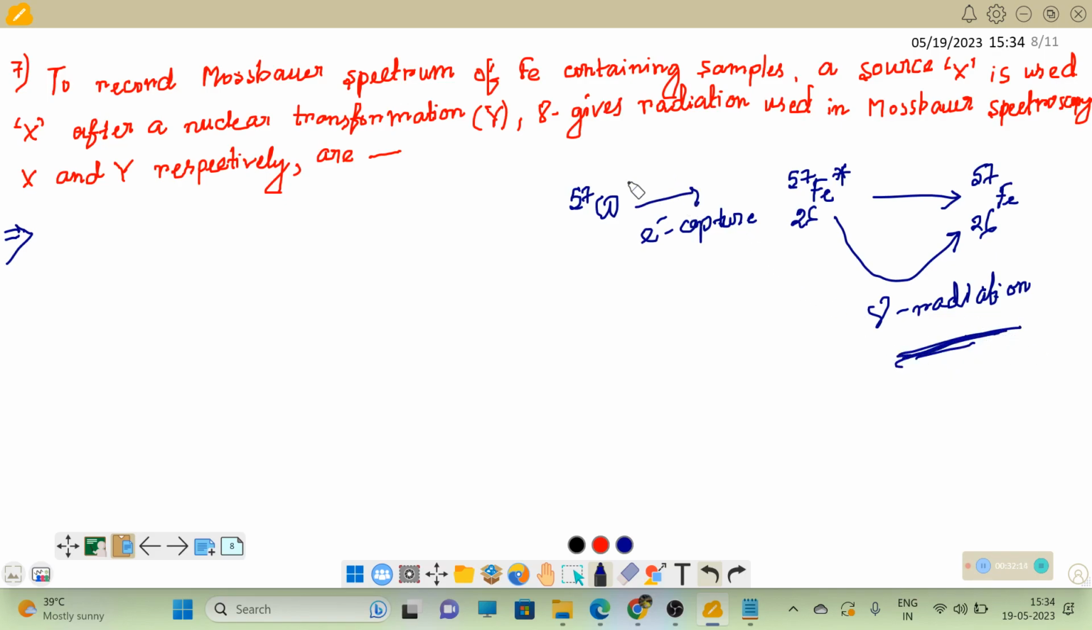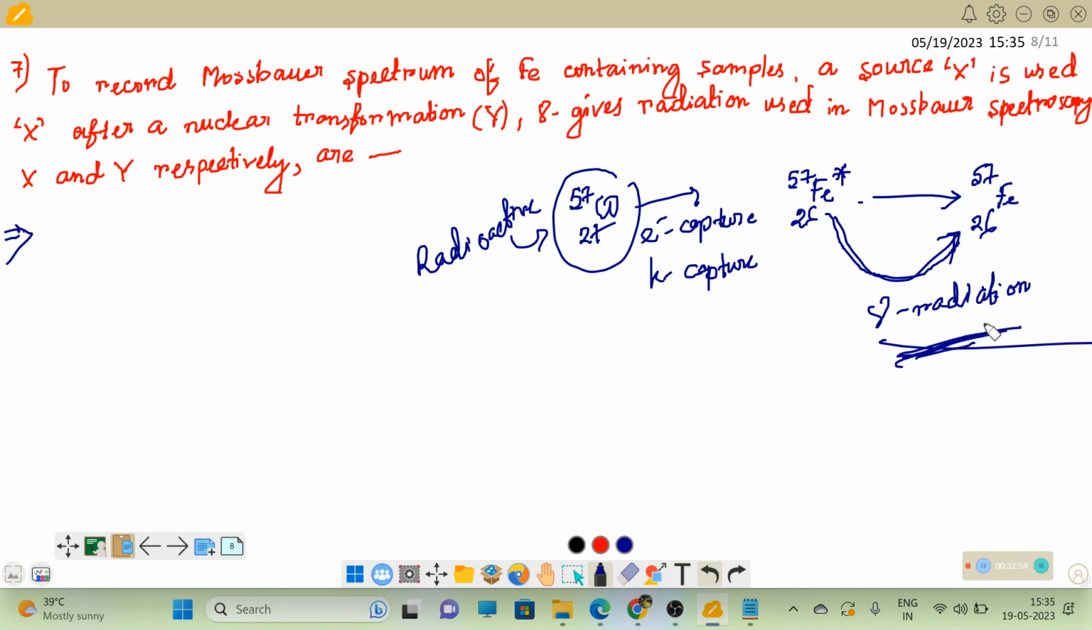And you know the cobalt, that is 27, after capturing an electron, that is K capture, it's a radioactive element. We use this element. After capturing one electron, it converts to 57 Fe in its excited state, and when it comes to its ground state, it emits gamma radiation.